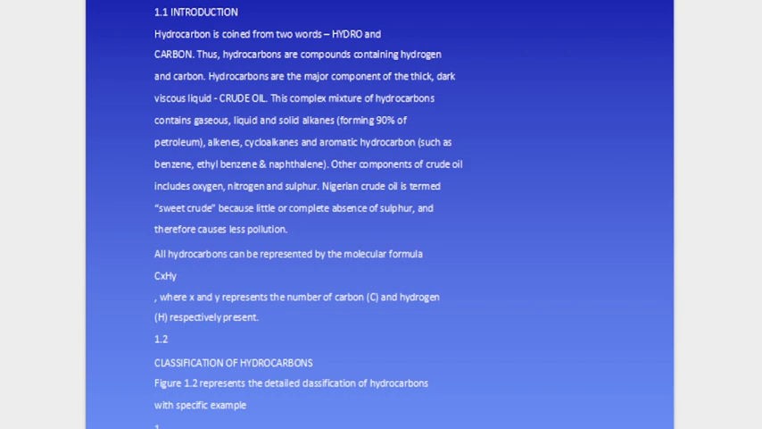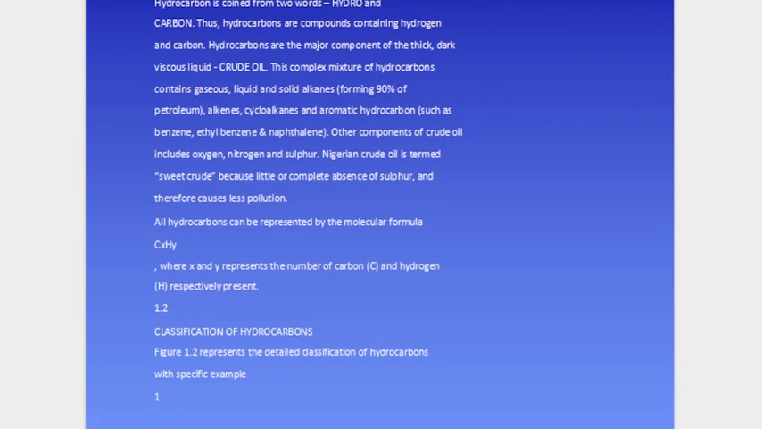Alkenes, cycloalkanes, aromatic hydrocarbons such as benzene, ethylbenzene, and naphthalene are other components that are found in the crude oil. The other things that you could also find in the crude oil include oxygen, nitrogen, sulfur. Nigerian crude oil is termed sweet crude because of the little or complete absence of sulfur. So just have that in mind. It is also referred to as Bonny Light. The reason they refer to it like that is that it is one of the best crude oils in the world simply because it is deficient of sulfur.